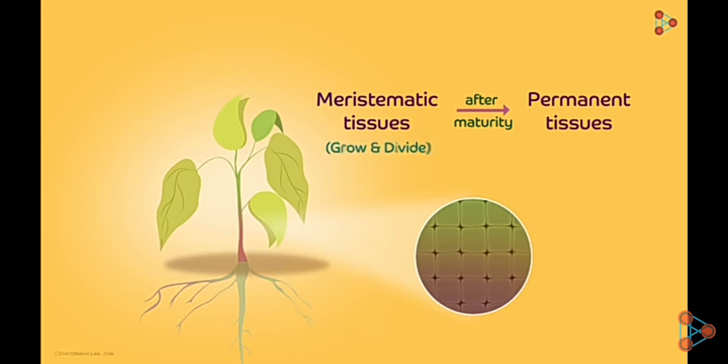When tissues grow and divide, they are known as meristematic tissues. And when they finally mature and divide no more, they become permanent tissues.